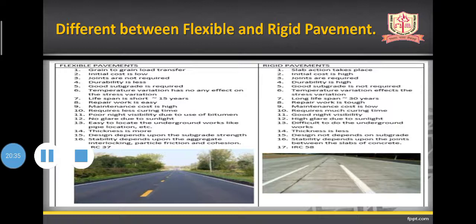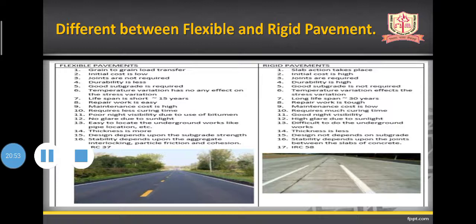The lifespan is short, that is about 15 years. The lifespan is long, that is about 30 years. The repair work is easy; the repair work is tough. The maintenance cost is high; the maintenance cost is low.